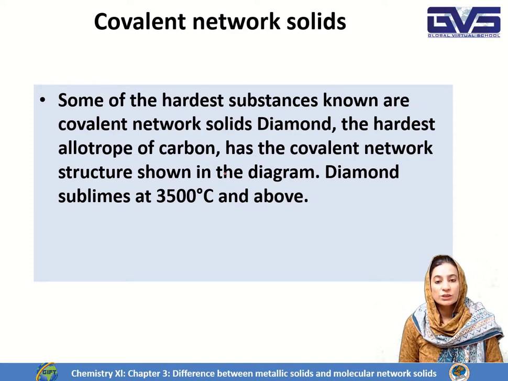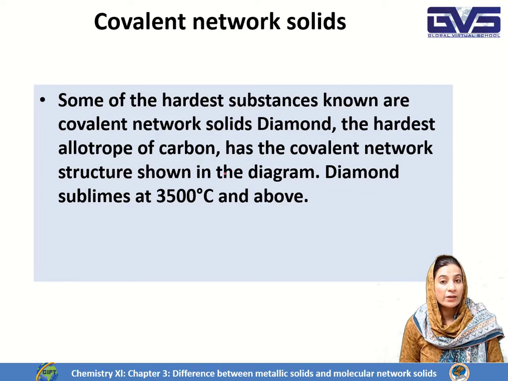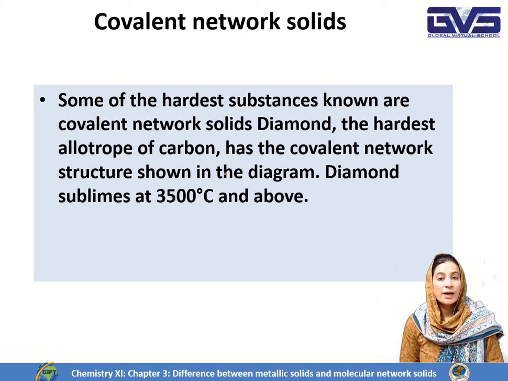Some of the hardest substances, known as covalent network solids, are diamond and graphite. Diamond is the hardest allotrope of carbon. Allotropes are different solids formed from the same element but with different arrangements, like coal, graphite and diamond. They are all formed from carbon, but in diamond the arrangement is different compared to graphite, and this is different again in coal. So these are the allotropes of carbon.